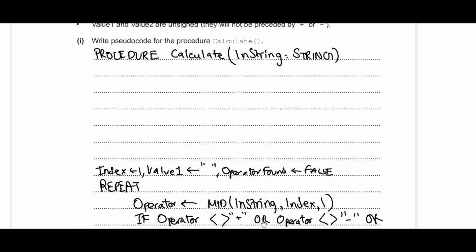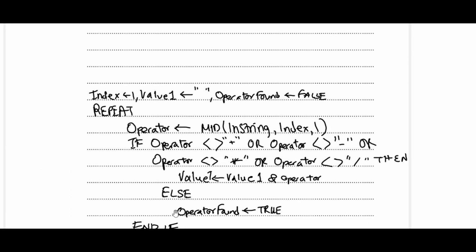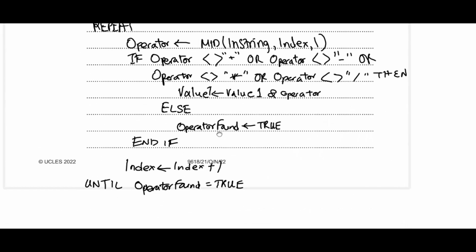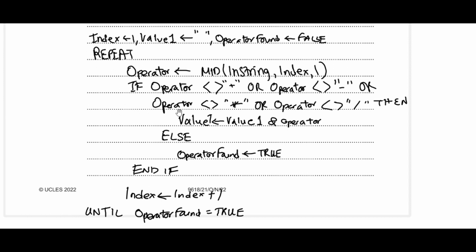So one of them is true. That means since I'm using the OR function over here, just one of them needs to be true. As soon as one of them is true, that means this condition is not met. So it's not going to go to the first one. It's going to go to the else condition. In the else condition, operator found is going to be equal to true. So as far as I'm seeing, my program is working. Once it finds the operator, it's going to assign it, increment index, and then terminate the loop. The good thing about using a repeat loop is it has already incremented the index for us.